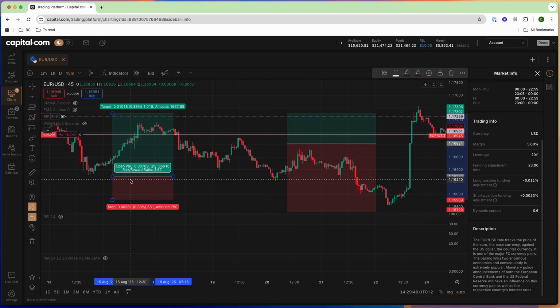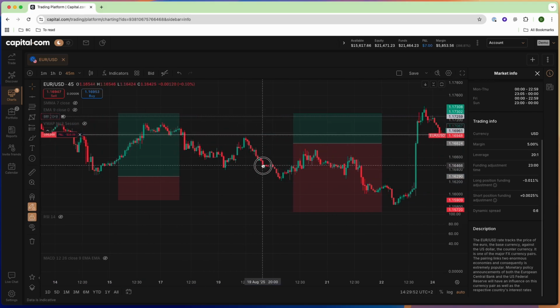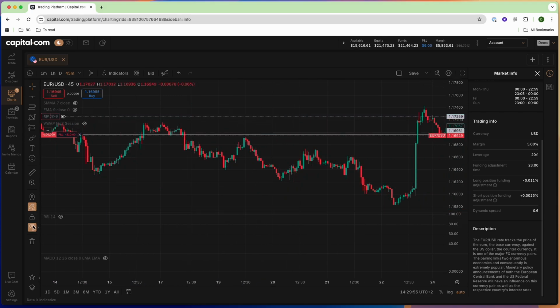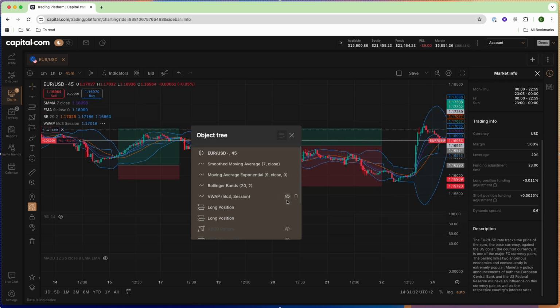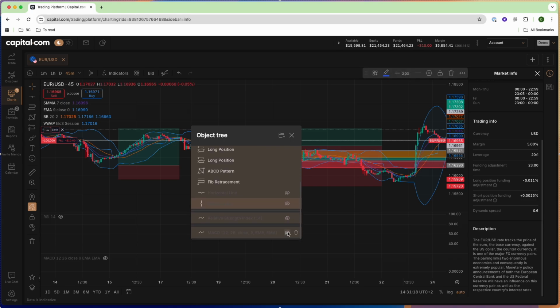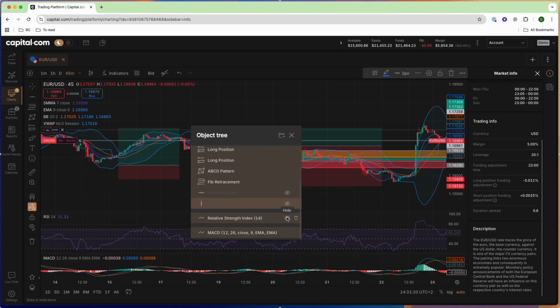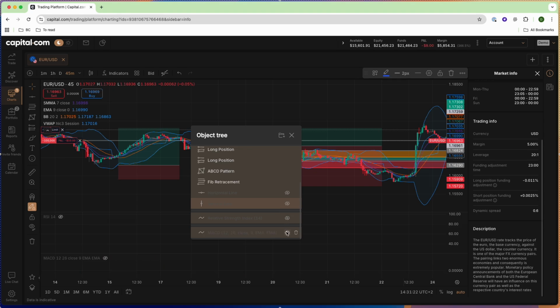Then comes the little lock, which locks your drawings in place so you cannot move them. The eye tool can hide all of your drawings, while the trash can delete them. On the lower left corner, you can see a star, which turns on and off your favorite drawing toolbar. Under that is the object tree icon, which is a control panel for everything you added to your chart. You can use it to hide, lock, rename, or delete specific objects without hunting for them on the chart. It's useful when your space gets overcrowded. Think of it like the Layers panel in Photoshop, but for your chart.